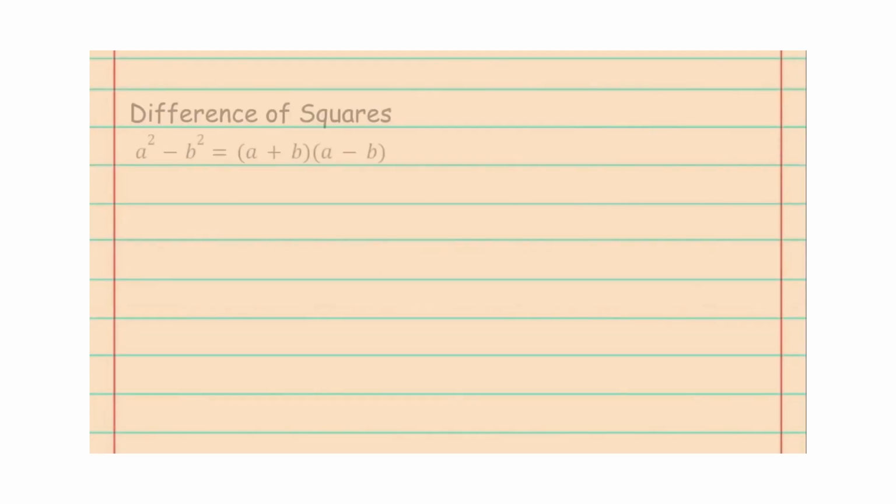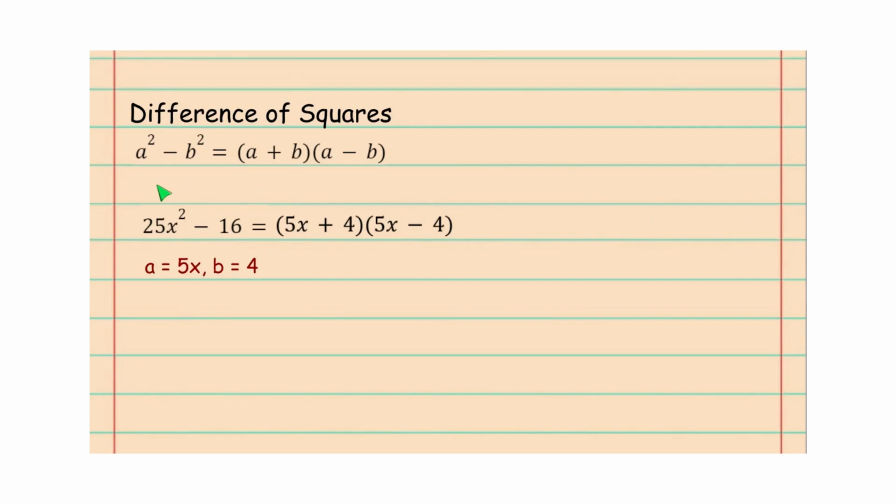Here's the difference of squares factorization. A squared minus b squared equals a plus b times a minus b. For example, 25x squared minus 16 factors to 5x plus 4 times 5x minus 4. Think about it.